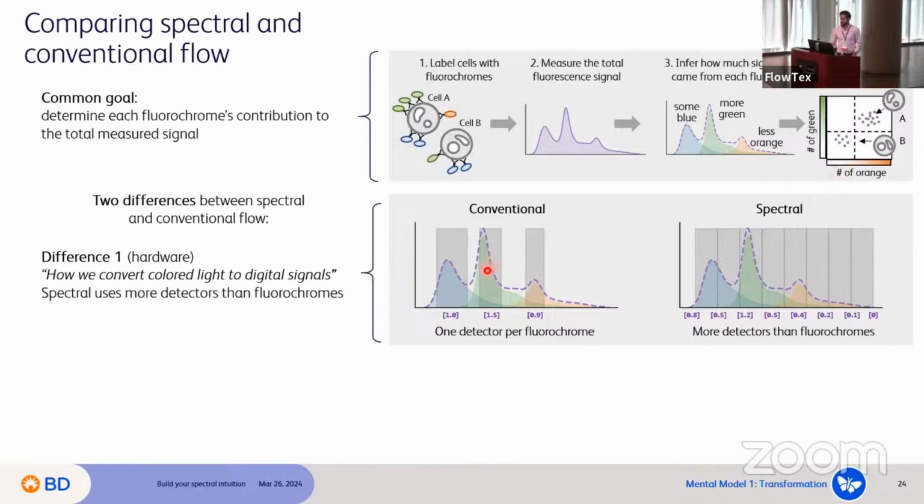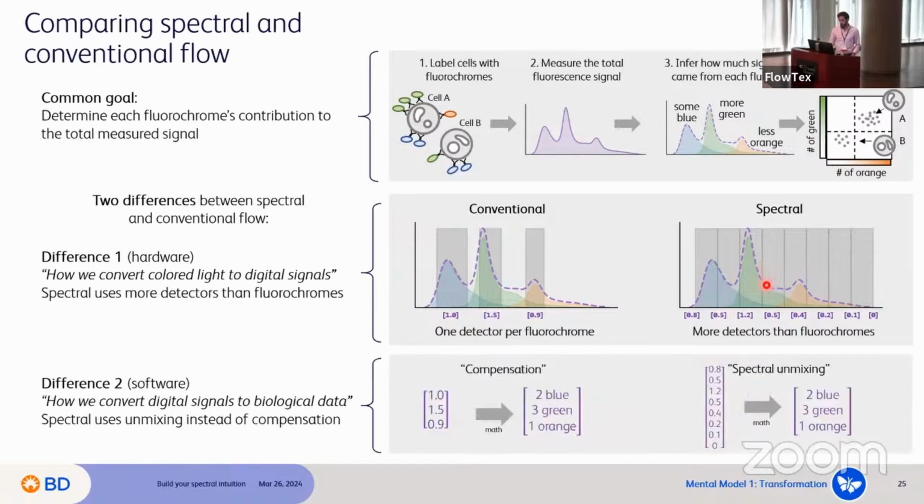In conventional flow, in the hardware domain, we use 1 detector per fluorochrome that I'm planning to look at, which is why most of us are familiar with the idea of a GFP channel, a FITC channel, a PE channel, et cetera. In spectral, it acts more like a spectrometer, which you may have used in, say, a chemistry lab. We're going to have more detectors than fluorochromes and roughly just sample across the entire spectral space, again, usually in the UV vis to NIR region.